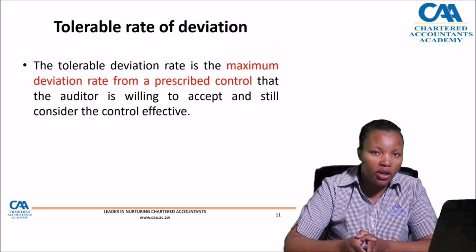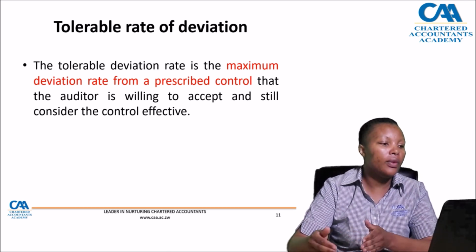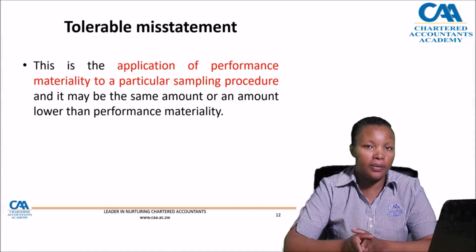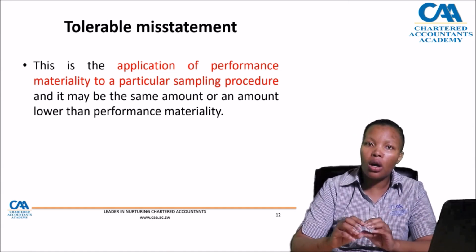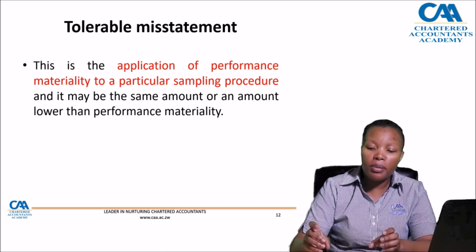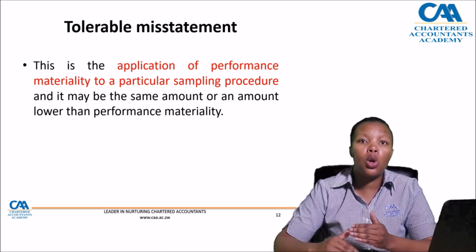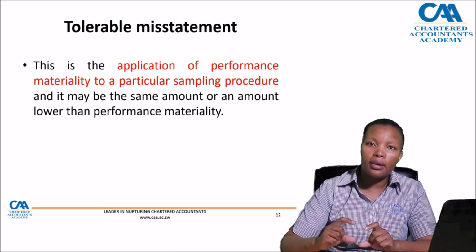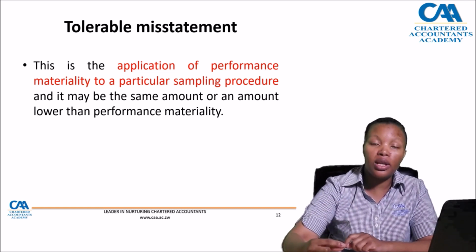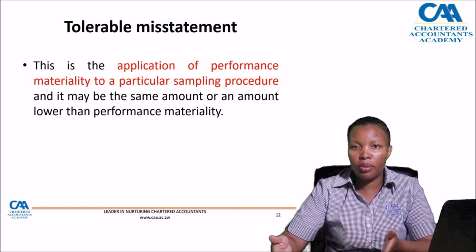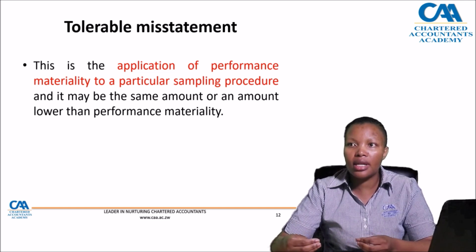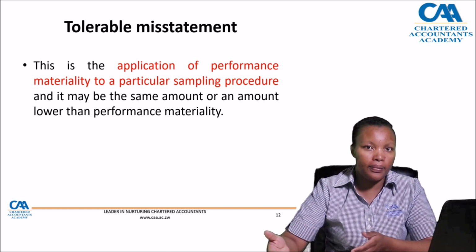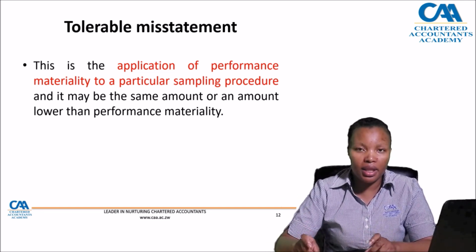Then we've got the tolerable misstatement. And so this is the application of performance materiality to a particular sampling procedure. Remember that we've got our performance materiality, and the performance materiality is set at a lower level than the planning materiality. So now you'll be using the performance materiality when you're actually going to test from your population. You're actually going to be testing, and you're saying, I'm going to be setting it at a lower level, let's say for debtors. It's lower than the planning materiality.